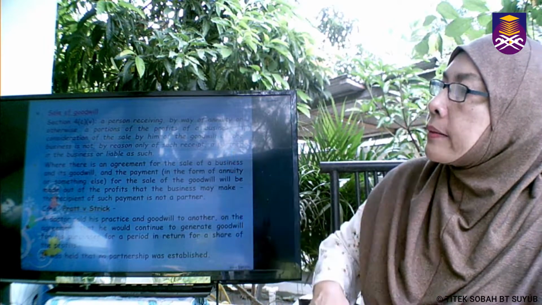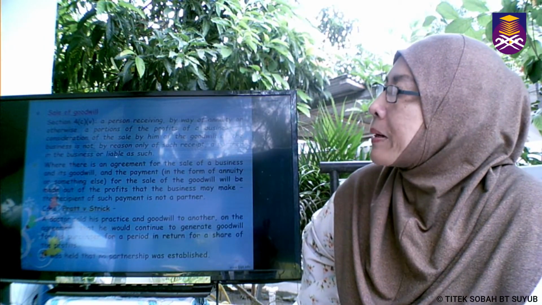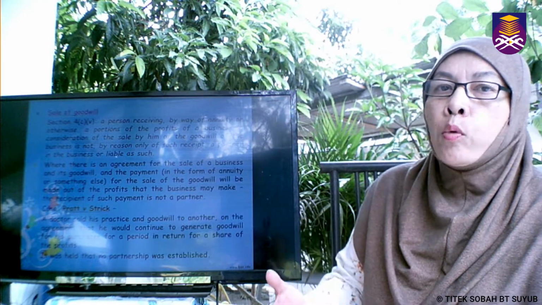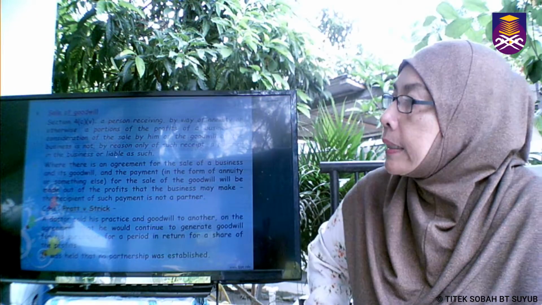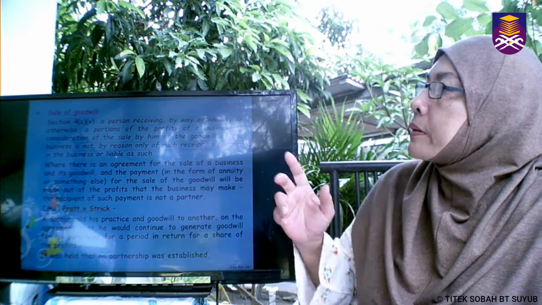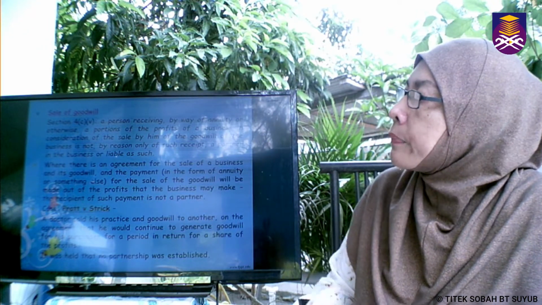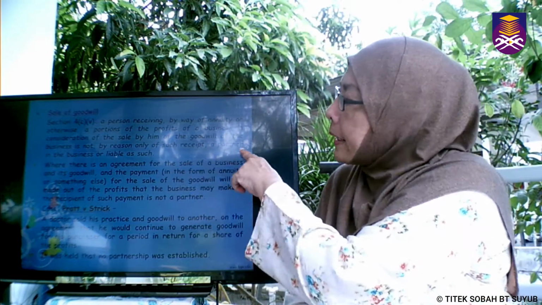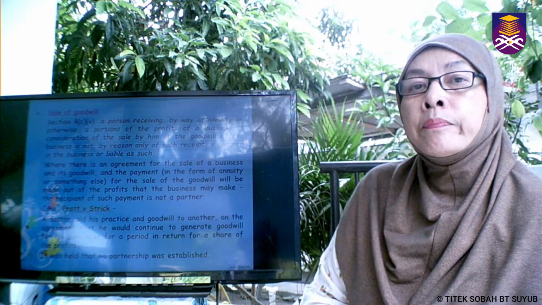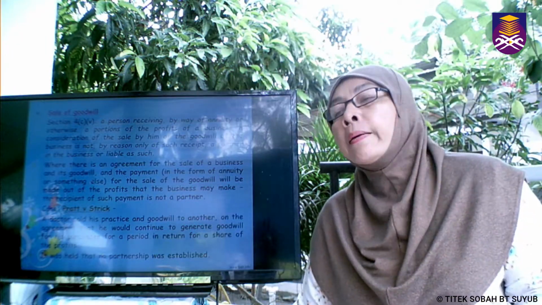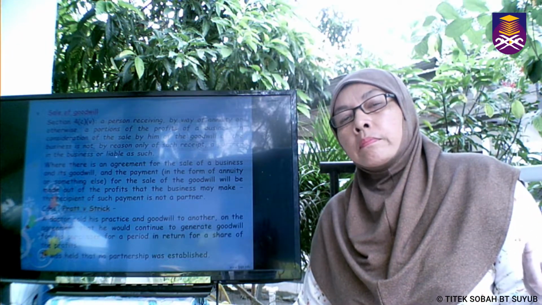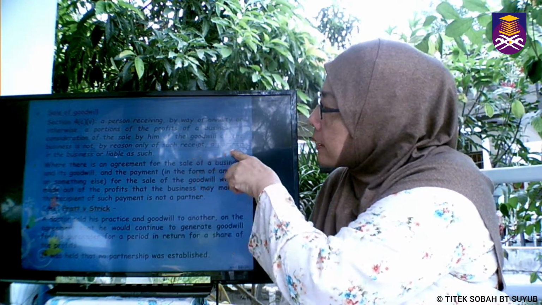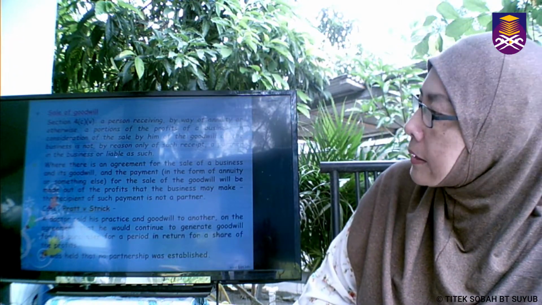No. If you read section 4C number 5, a person receiving by way of annuity or otherwise, sometimes they pay annually, every year once, or maybe every month or quarterly, doesn't matter. So it says here, a person receiving by way of annuity or otherwise a portion of the profits of a business in consideration of the sale by him of the goodwill of the business is not. So meaning he just received that amount of money because he's paying for the goodwill. This does not mean that outside receive a partner in the business or liable as such.